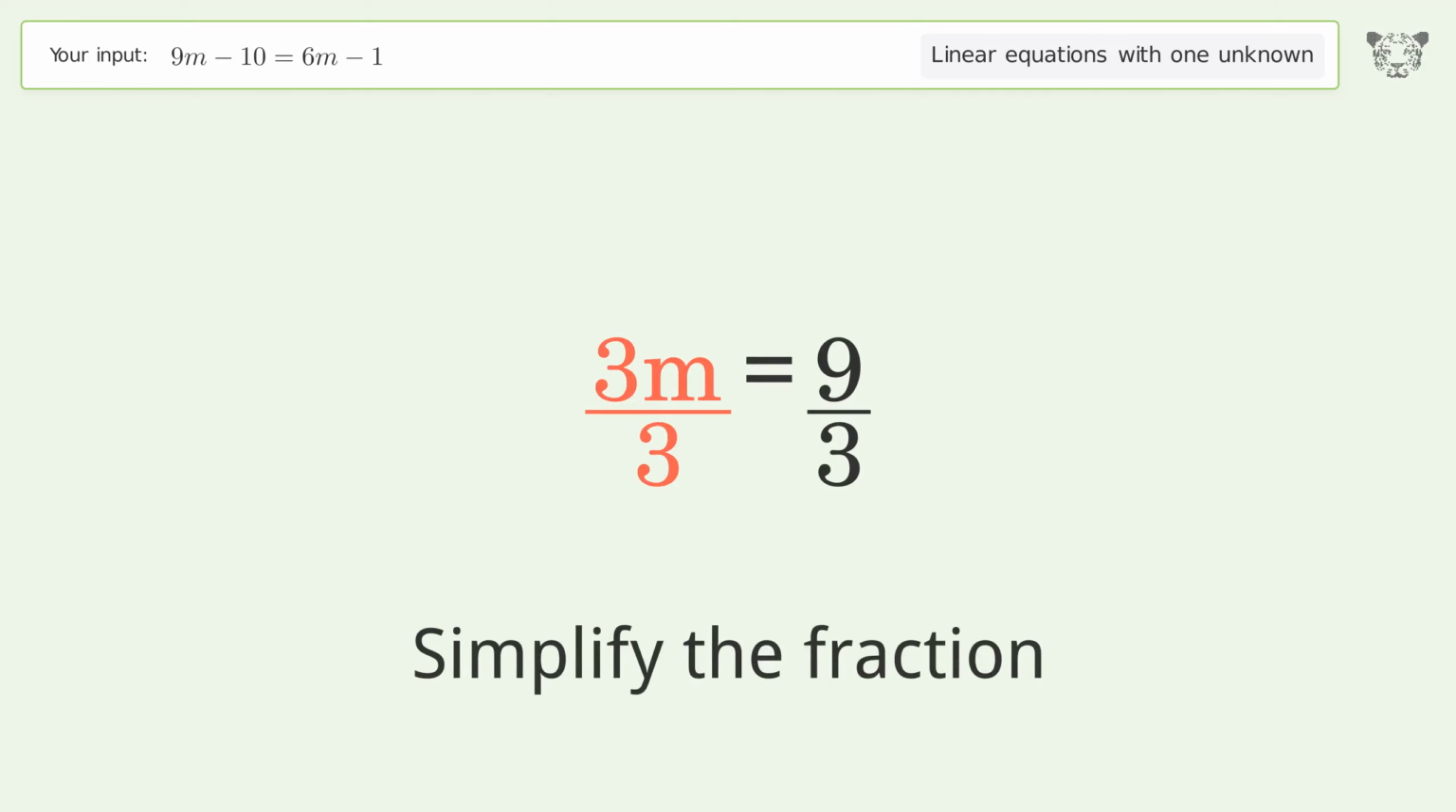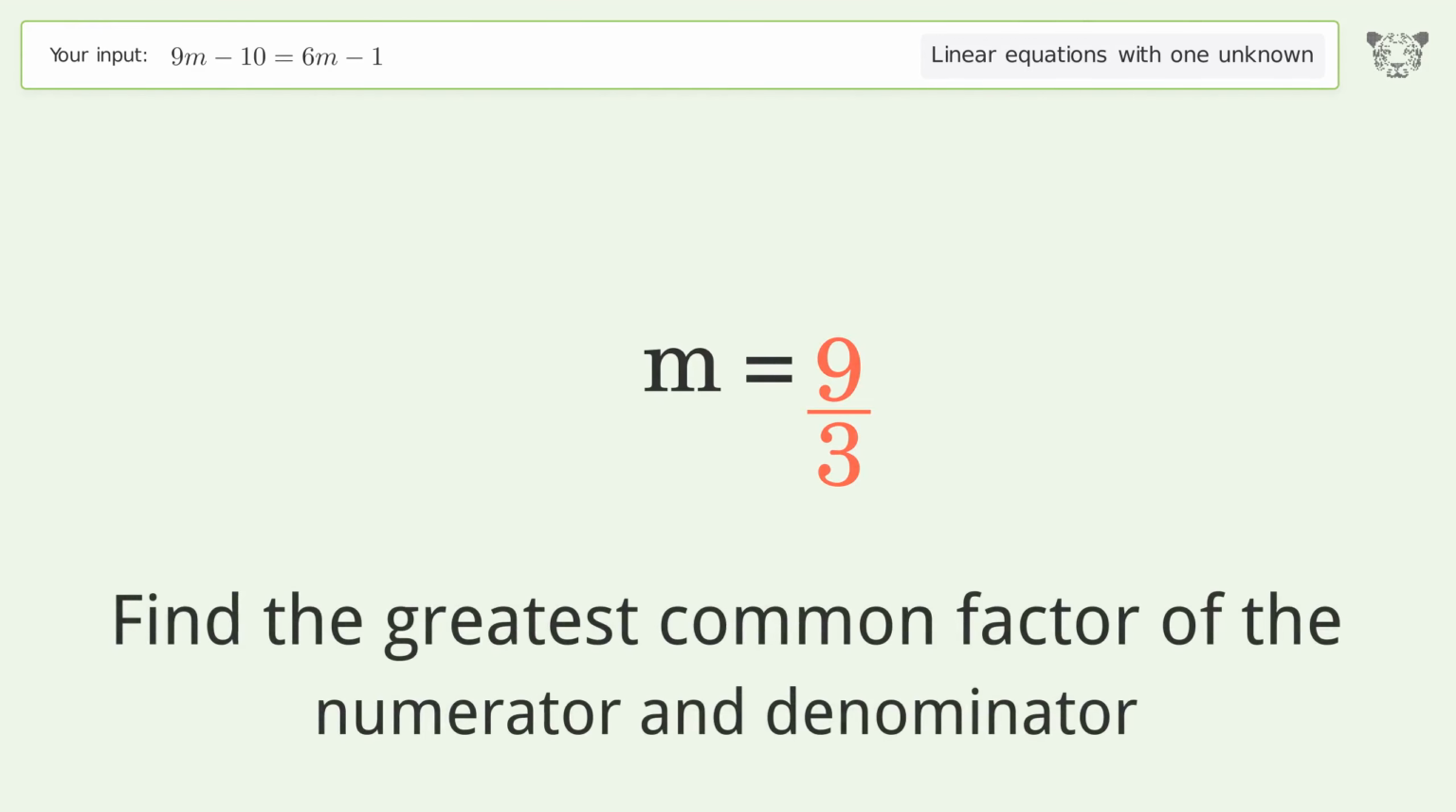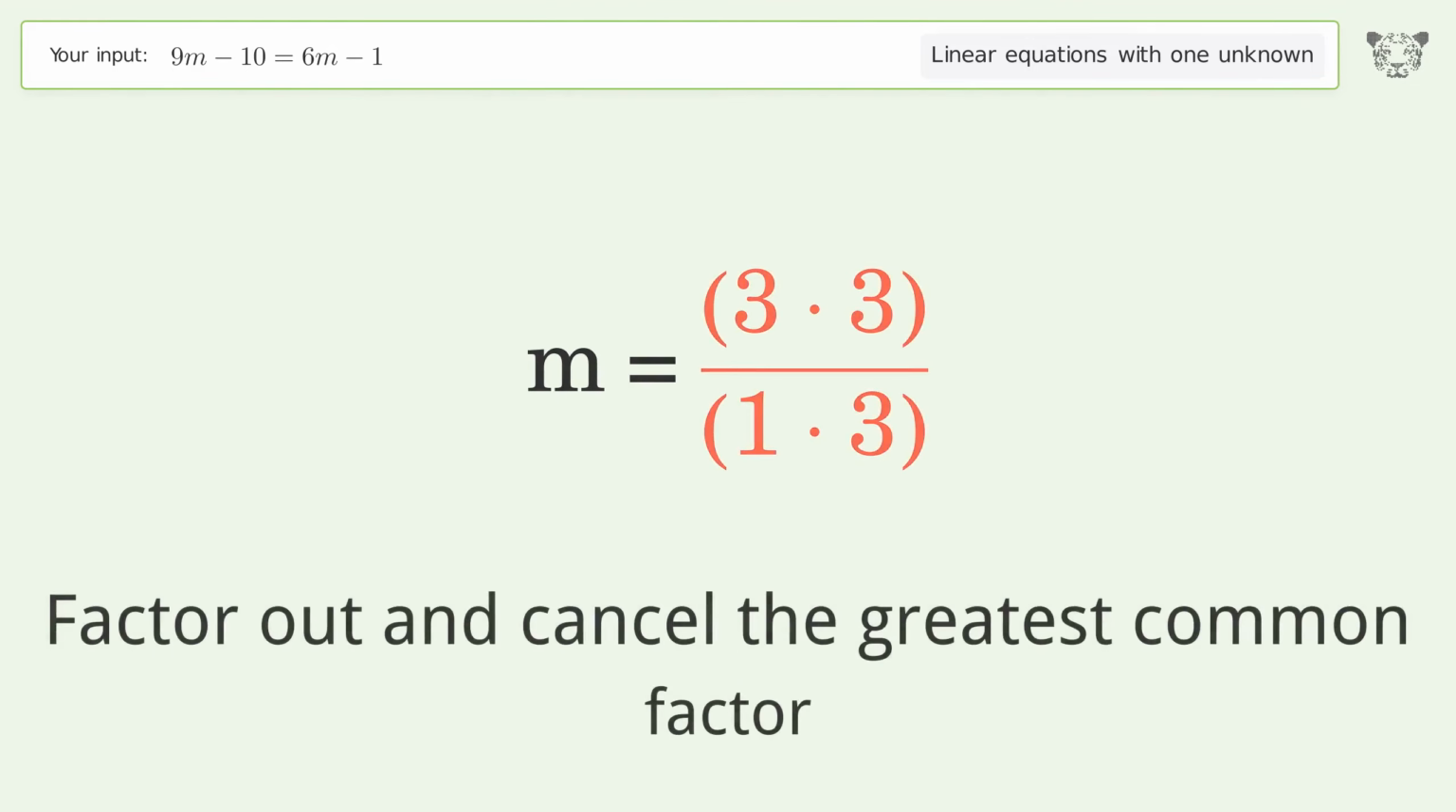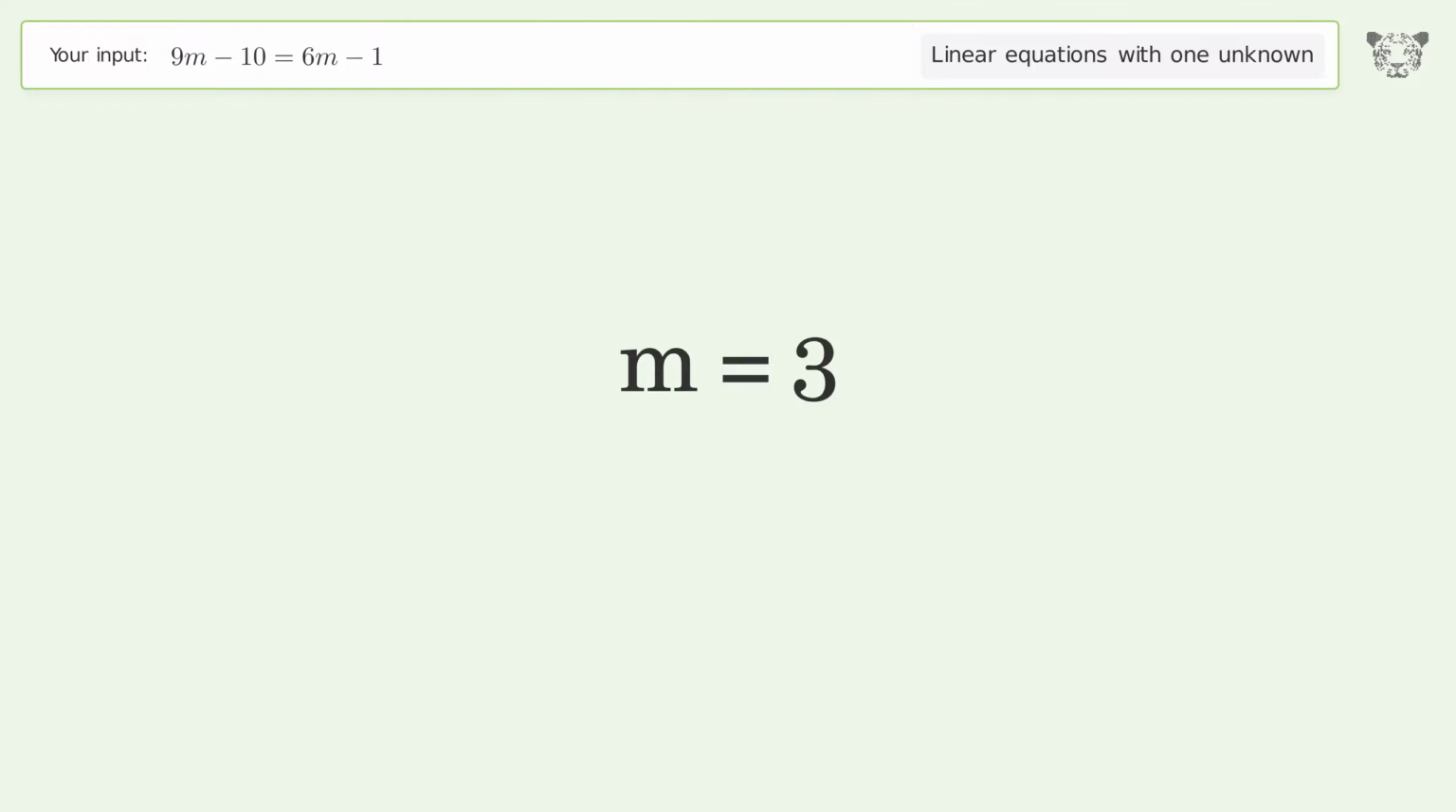Simplify the fraction. Find the greatest common factor of the numerator and denominator. Factor out and cancel the greatest common factor. And so the final result is m equals 3.